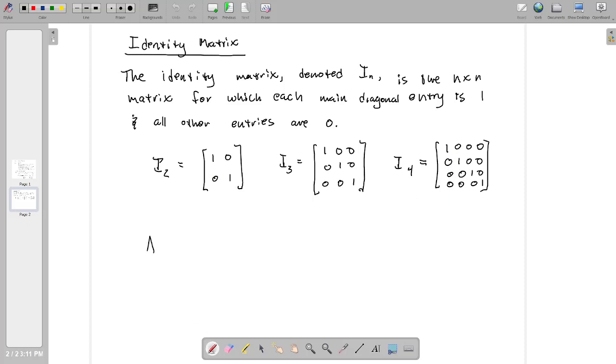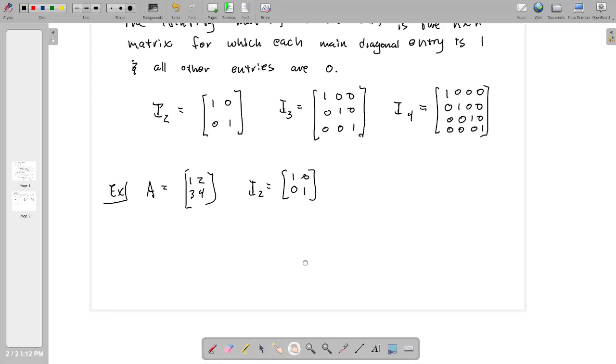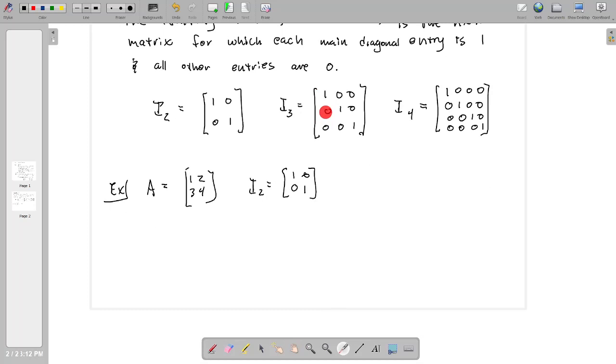Show you. Suppose that we have A equal to 1, 2, 3, 4, and I'm going to multiply it by I sub 2, which is 1, 0, 0, 1. Now, it obviously would not make sense to multiply I3 by this matrix because it's a 2 by 2 matrix, and that's impossible to multiply a 3 by 3 by a 2 by 2 matrix. So A times I will be 1, 2, 3, 4 times 1, 0, 0, 1. And remember how we do our matrix multiplication.